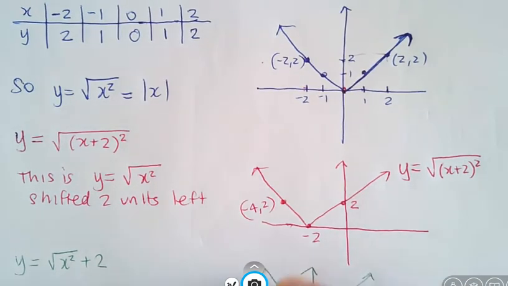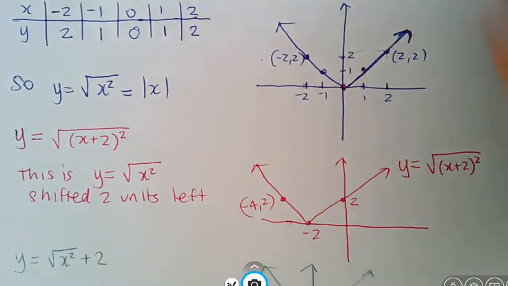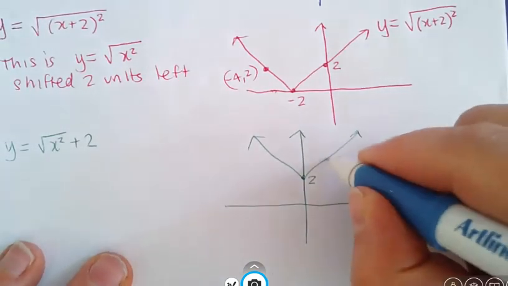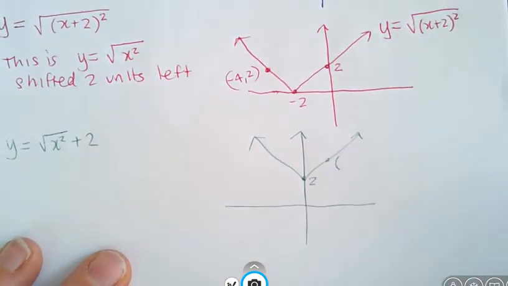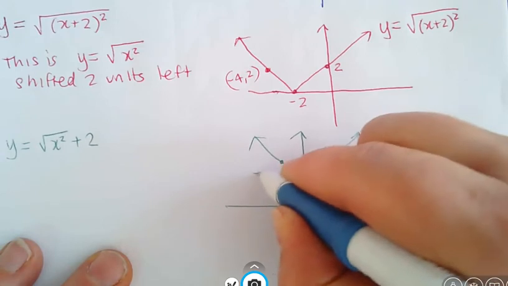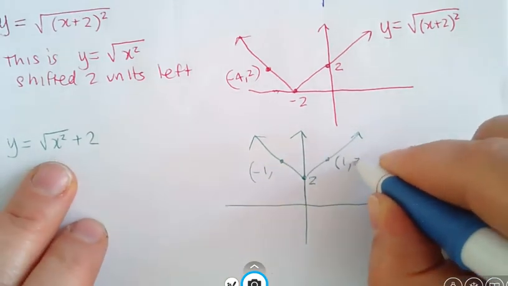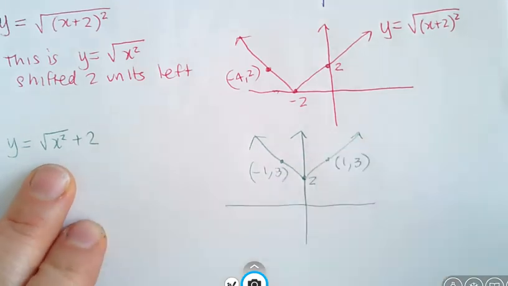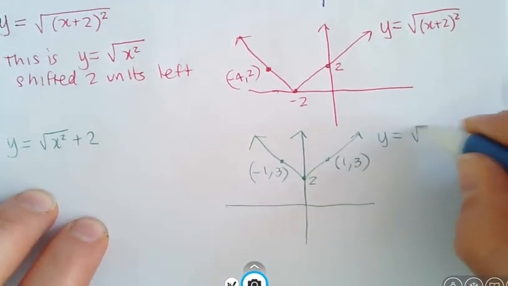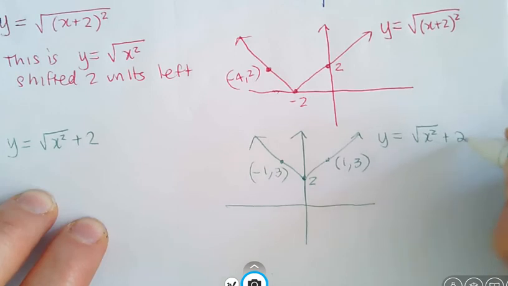Like that. You need to put some more points in. That's not enough. So, which other points do you want to put? Just do when x is 1, what's y? And when x is negative 1. 1 is, yep, 3, and negative 1, 3. And that's y equals the square root of x squared plus 2.